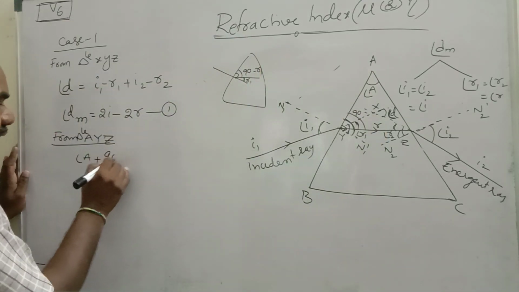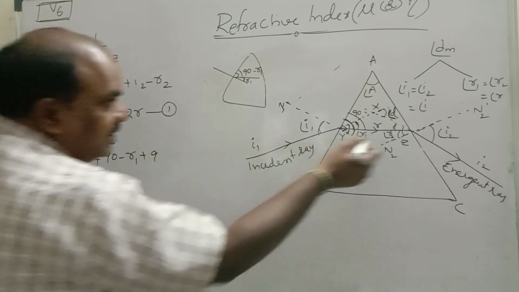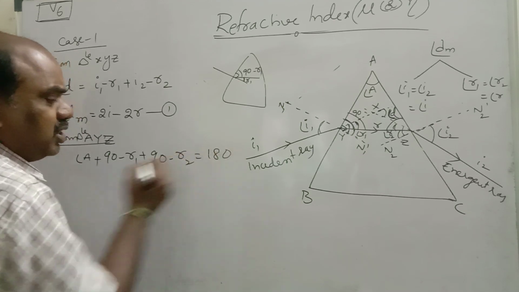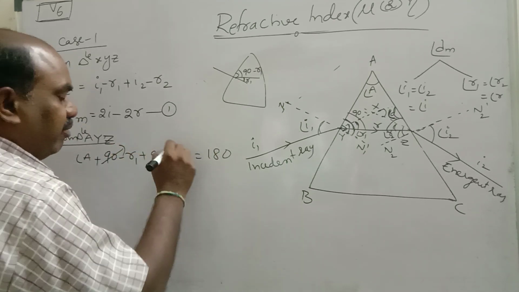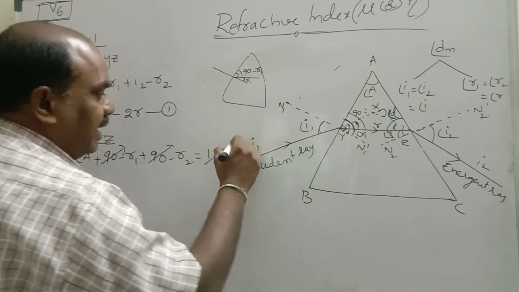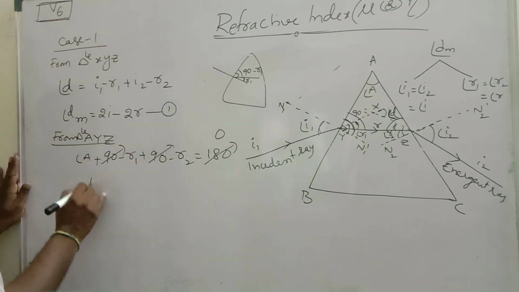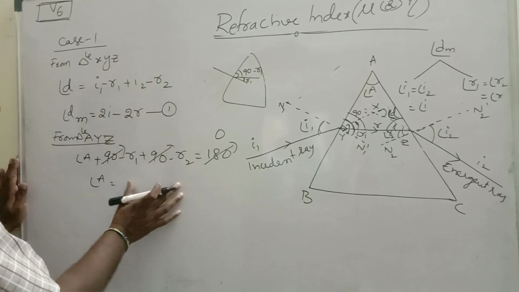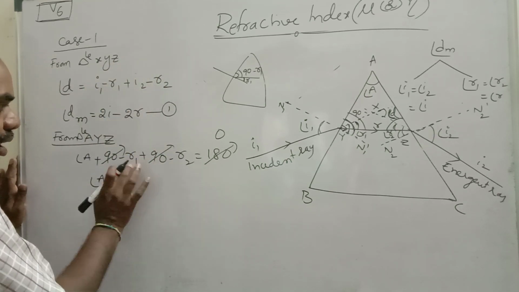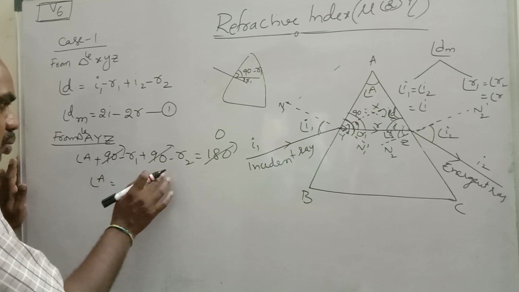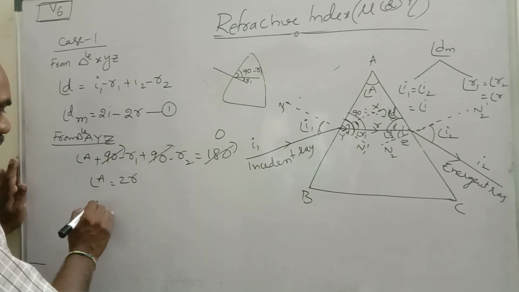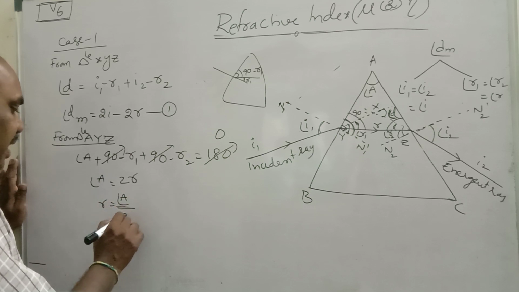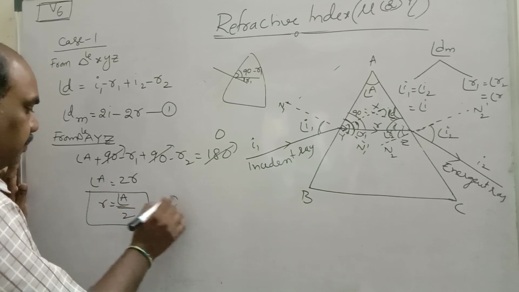So A plus 90 minus R1 plus this angle 90 minus R2 is equal to the sum of angles, 180. 90 plus 90 is 180. 180 goes to that side, 180 minus 180 becomes 0. So angle A is equal to, at minimum angle of deviation, applying the same condition here, R1 is R, R2 is R. Minus 2R goes to that side, plus 2R. R is equal to angle A by 2. I got the angle R value. Let it be equation number 2.